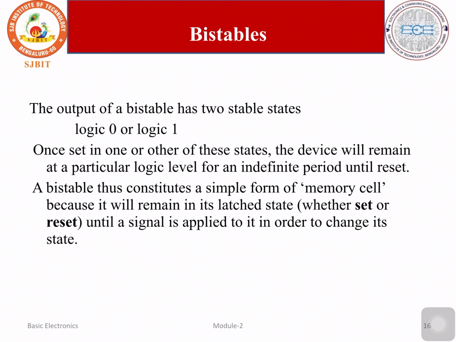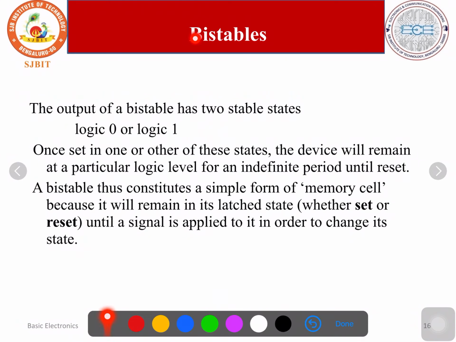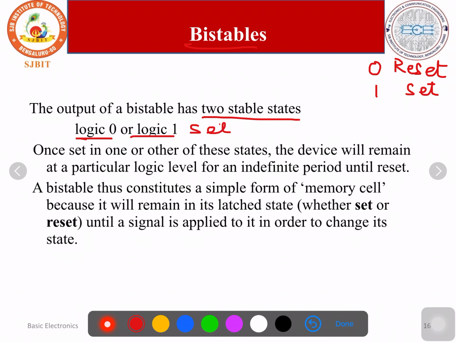Bistables. Here the name bi means two. There are two stable states. In binary, the two stable states are either 0 or 1. In digital electronics, this 0 is called the reset and this 1 is called set. Usually whenever we say 1, we say the circuit is in set state, and when the output is 0, we say the digital electronic circuit is in reset state. So bistable means there are two stable states, either logic 0 or logic 1. Remember, logic 1 is called the set state, logic 0 is called the reset state.